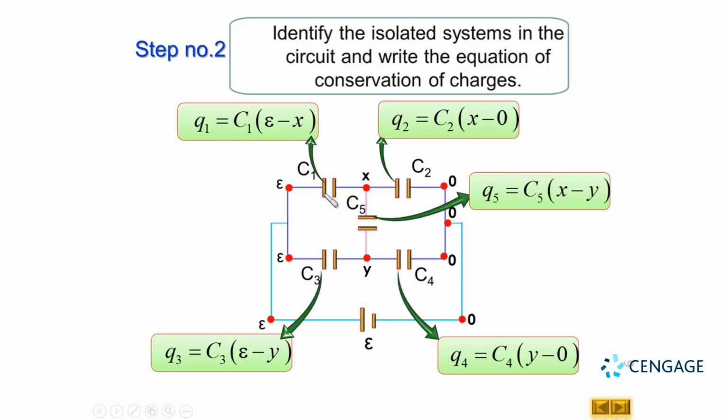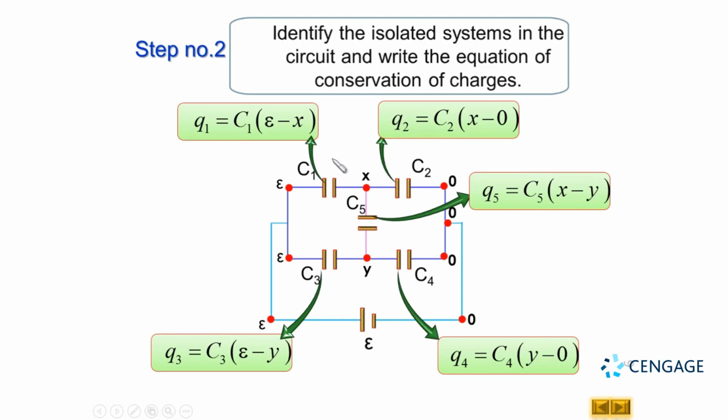And let us identify the positive and negative plates. This is the positive plate, this should be the negative plate, because we assumed E is greater than X. We can assume this because we don't know the value of X, so we assign some value that is less than E. So this is the positive plate, this is the negative plate. And here this will be the positive plate, this will be the negative plate, and here this will be positive and this is the negative plate.